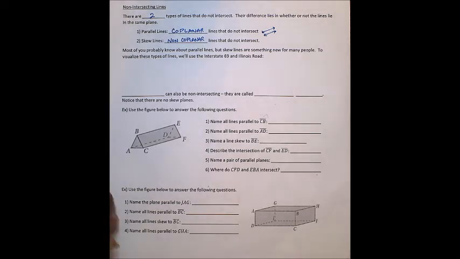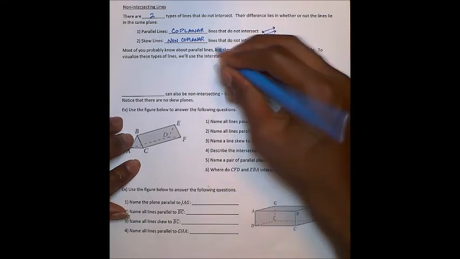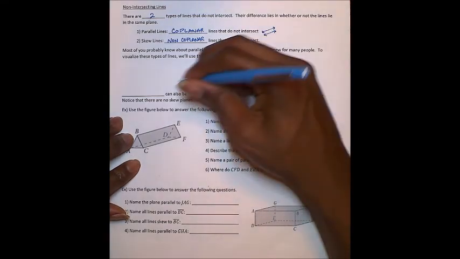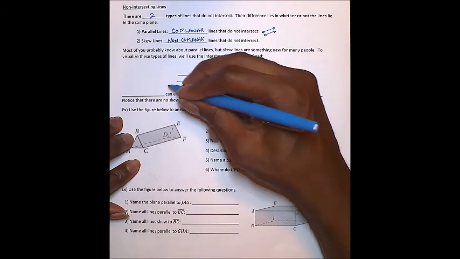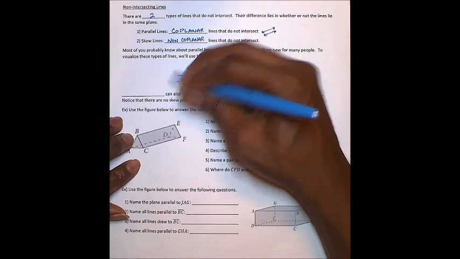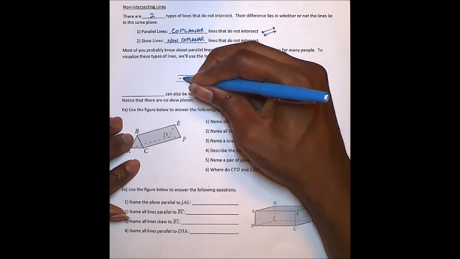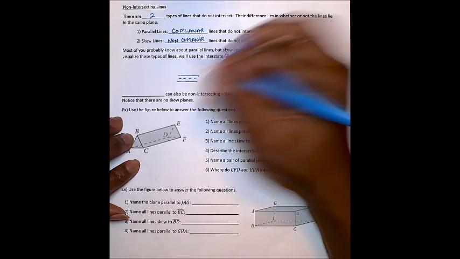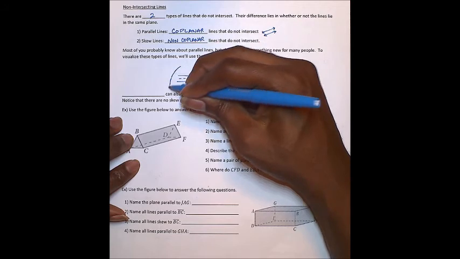So to visualize this, you can use the Interstate and 69. So you have Interstate 69 and Illinois Road. Illinois Road goes through something like this, but then 69 intersects it. Well, if you're looking at it on a map, you'll see that it intersects it, but in actuality, it doesn't intersect it. It actually goes over it.